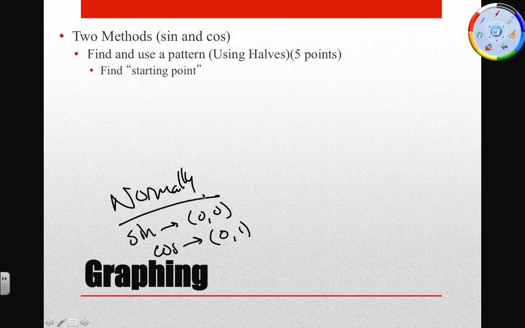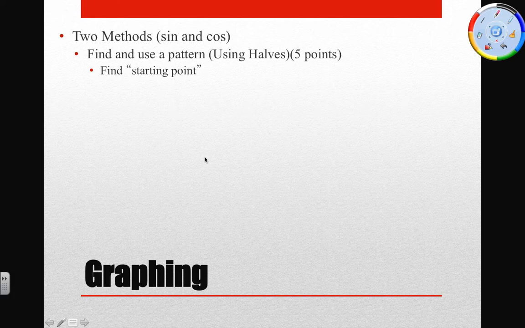However, a phase shift of pi fourths to the right is going to change this to pi fourths, comma 0, and a phase shift of pi fourths there is going to be pi fourths, 1 for cosine. So we just move things to the right or the left depending on the phase shift. We also use the vertical shift.